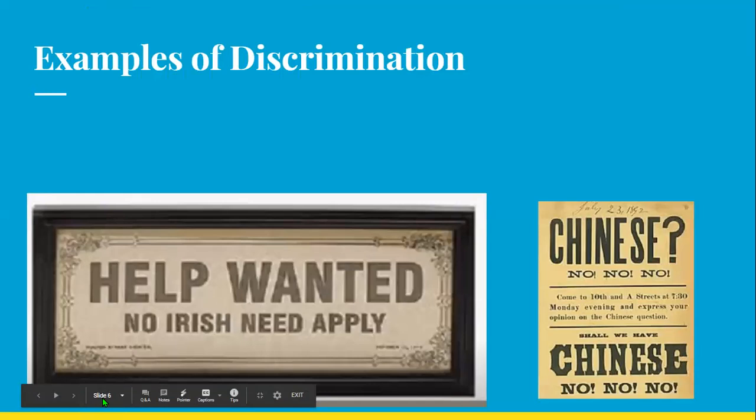And then I found these pictures online that just showed examples of discrimination, right? It says help wanted, no Irish need apply. So they did not want to hire Irish people. And then this one says Chinese, no, no, no. And they're setting up a meeting because they don't want Chinese immigrants.